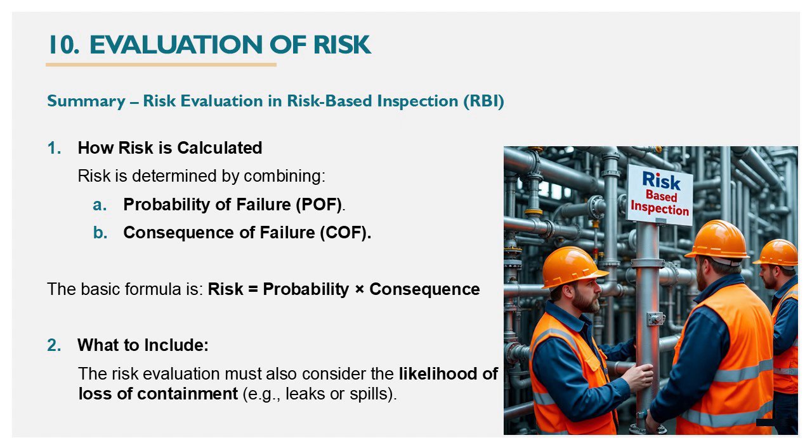Risk is determined by combining the probability of failure, or POF, and the consequence of failure, or COF. The basic formula is risk equals probability times consequence. Number 2 is what to include. The risk evaluation must also consider the likelihood of loss of containment, such as leaks or spills.